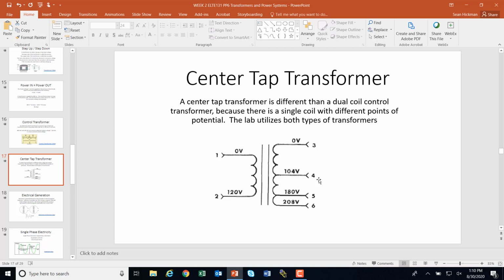There's a lot of different options that you could get depending on if you ran 120 on this side as your primary, and then you picked off your points here. There's different voltage levels, and you don't have to do any jumpering on the coil. You just have to pick the points of where you want to connect to. So that is a center tap transformer, a little bit different than that control transformer.